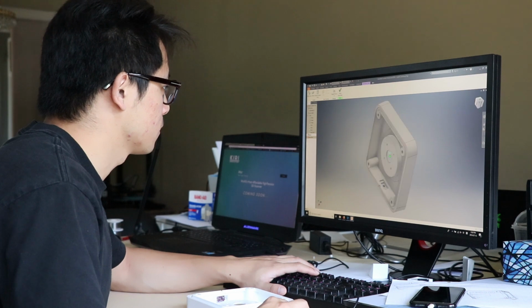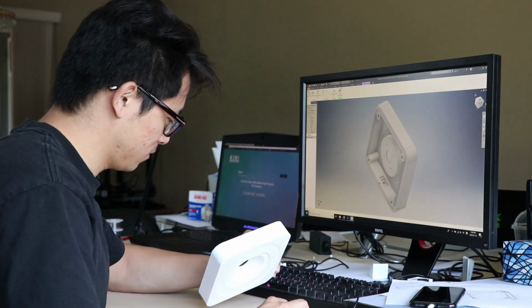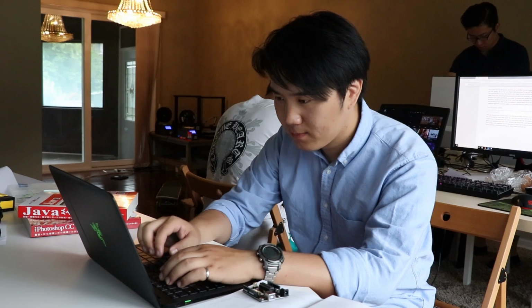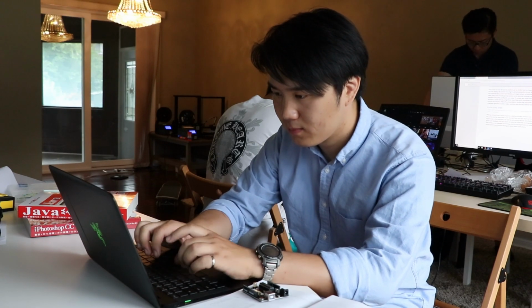Thanks to the independent design, the setup of Phiz is so flexible that it can scan objects as little as 10 millimeters all the way up to 1,000 millimeters in height.